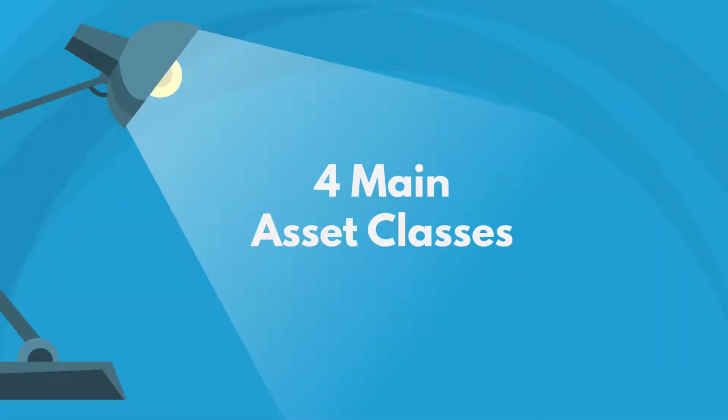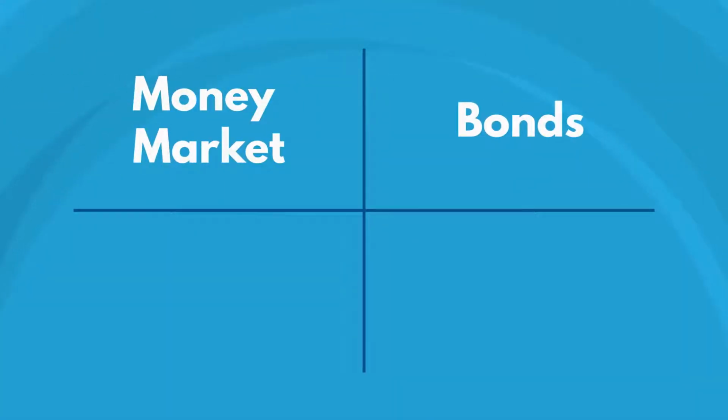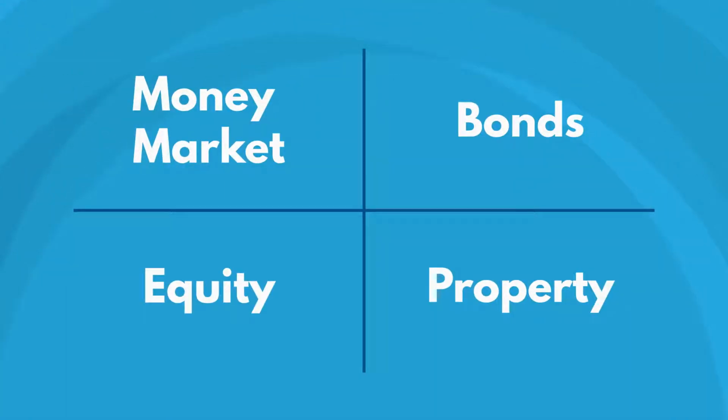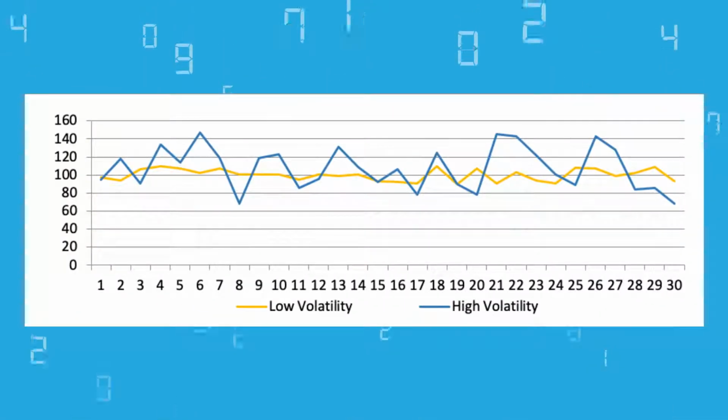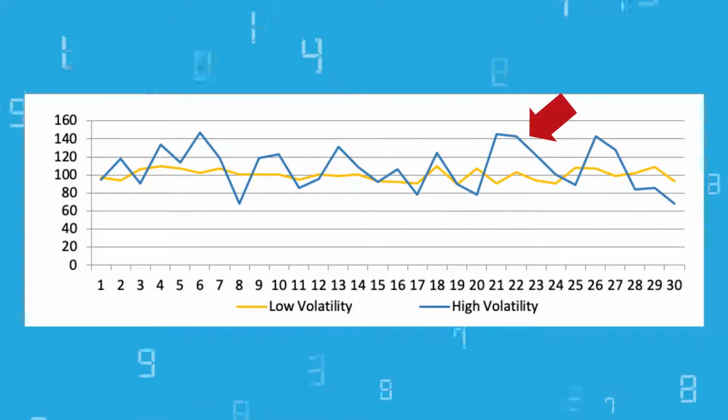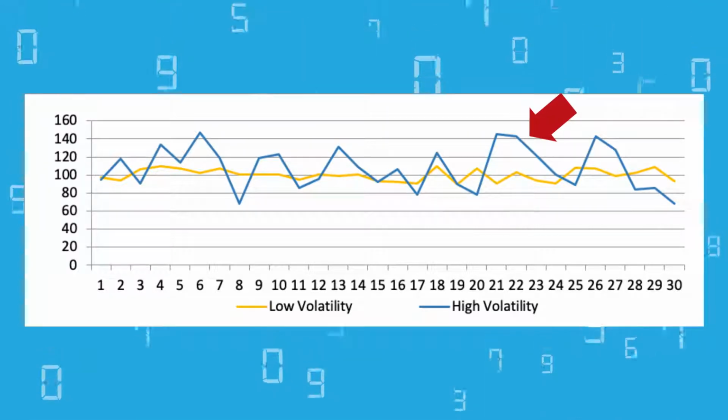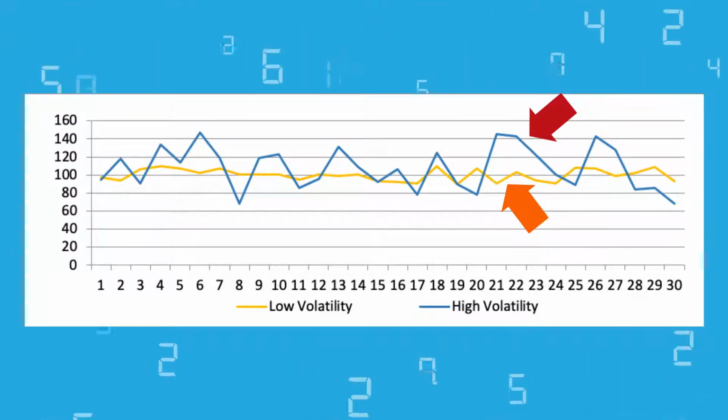We are going to discuss the four main asset classes used within an investment. These are money market, bonds, property, and equity. They are listed in order of volatility. In the following graph, volatility is explained visually. With the high volatility line, the movements are a lot more erratic than on the low volatility line.